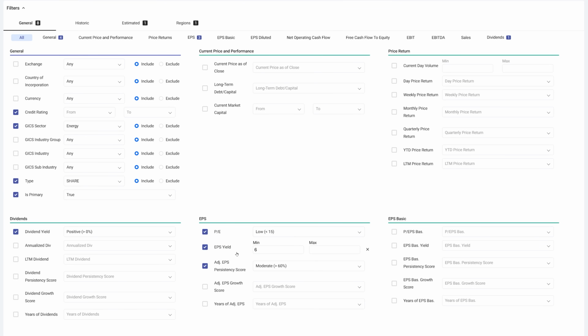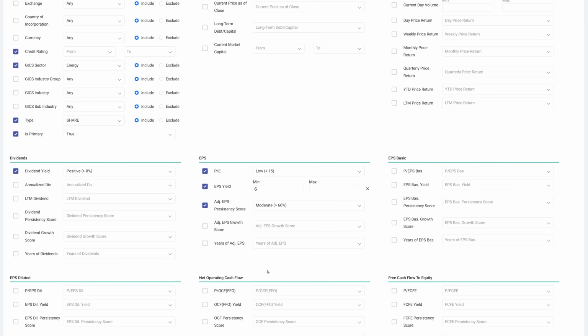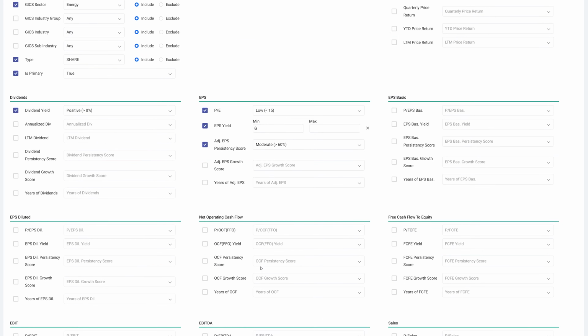But the point is I'm giving a little latitude to the screen. I wanted an earnings persistency score of greater than 60%. Now, what does that mean? That means that these are stocks that have good earnings most of the time and try to eliminate the cyclicality.